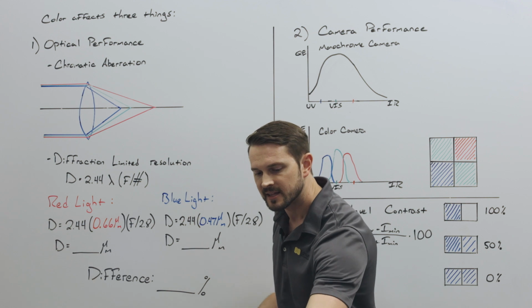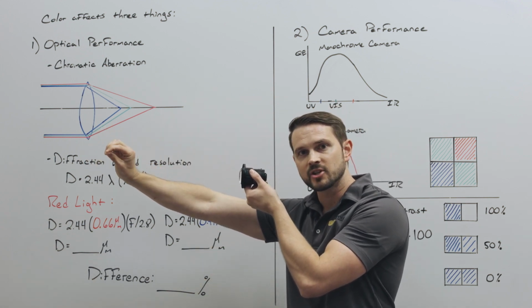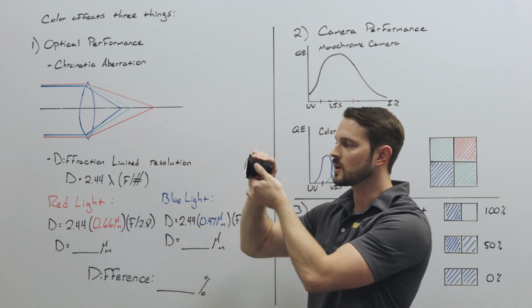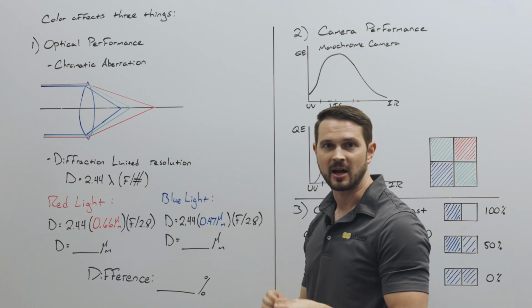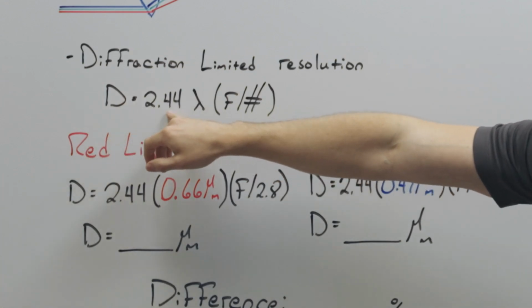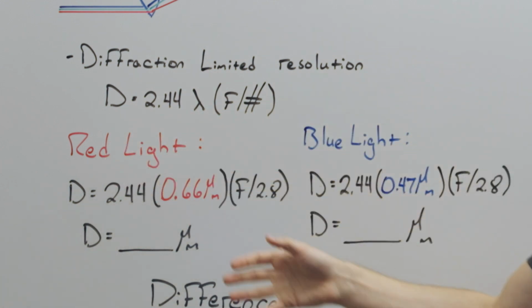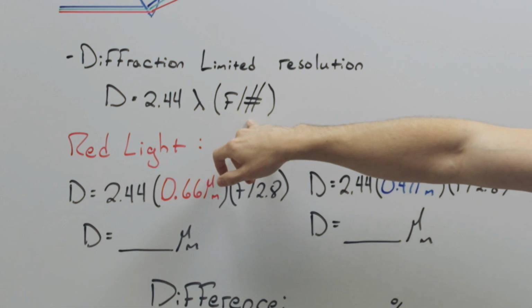So you can imagine that if we have a lens and we're imaging an infinitely tiny object out at infinity, and it's coming into our lens and forming an image back here, the minimum sized spot that lens would form is represented by this D here. So we have this 2.44, which is a constant that comes from the derivation of this equation, and then we see that it is proportional to both wavelength and to F number.